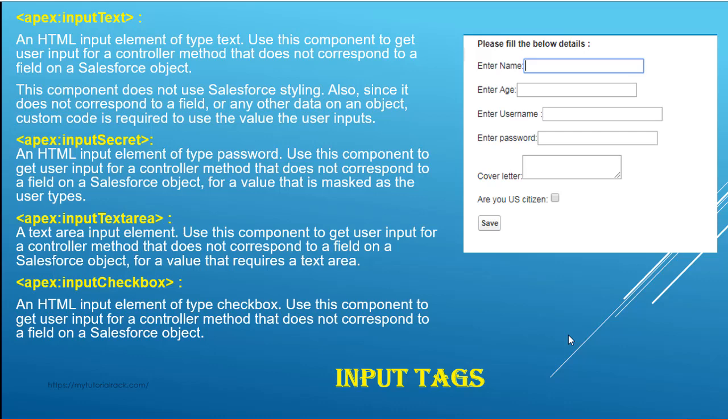Now in this tutorial, we are going to create the simple form that you see here on the screen. So we will ask the user for his name, for the age, and then there'll be a text box to enter the username, password, cover letter, and then a checkbox. So this is what we are going to create here.